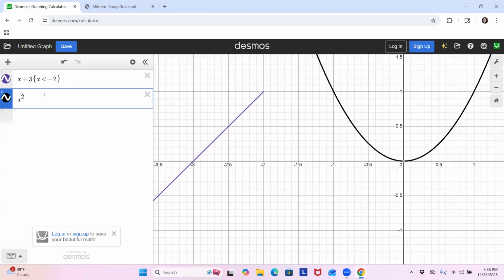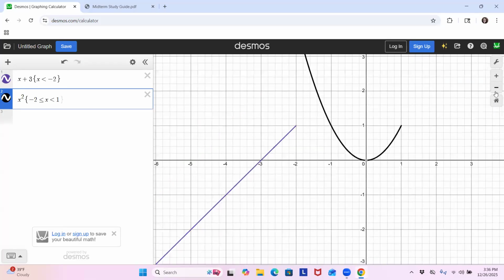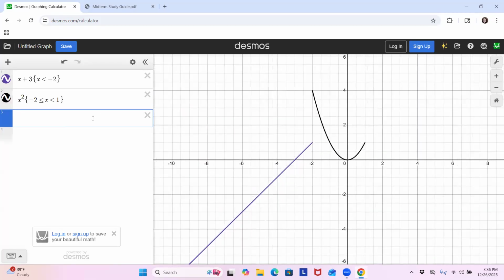It was like x squared, squiggly bracket. And then that was from -2 less than or equal to x less than 1. There it is. There's the part of the parabola. And then our last one was like -x plus 2, squiggly bracket. And that was x greater than or equal to 1. There it is. So that's how you can do that on Desmos. Not that you need to, but you could.